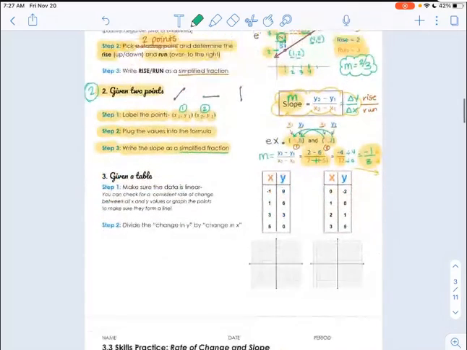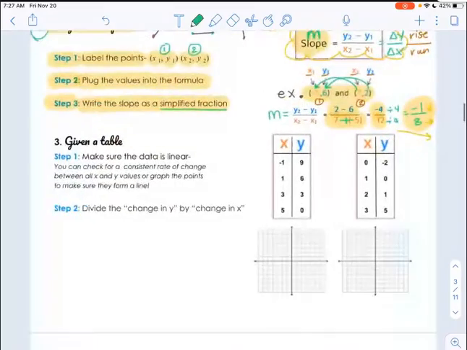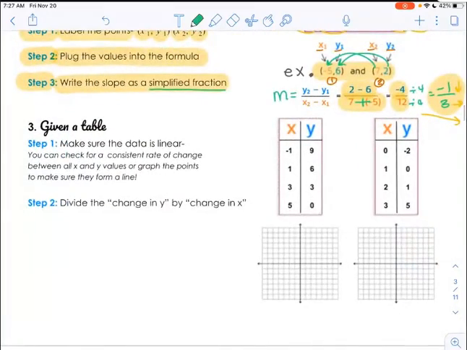Today, we're going to be taking a look at tables, and we're going to be figuring out how to identify a rate of change given a table, and then finding the slope based on that information. So if you're handwriting your notes, the title of today's short notes will be finding slope given a table. And this is the third strategy we're going to be covering for now.